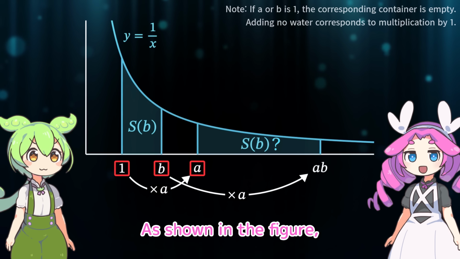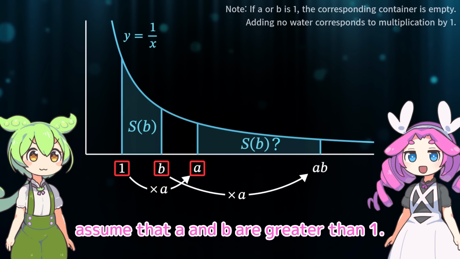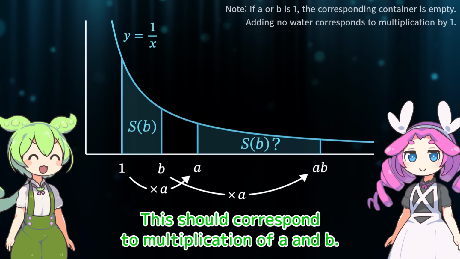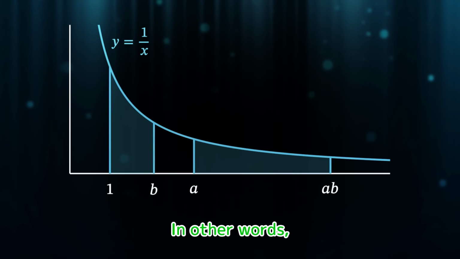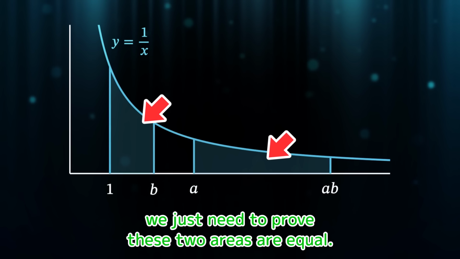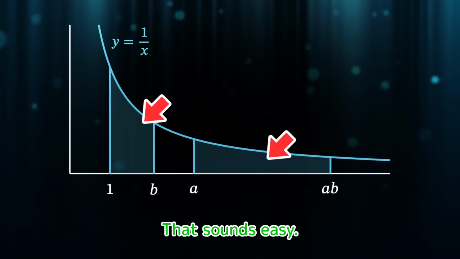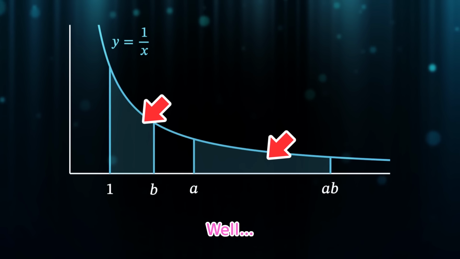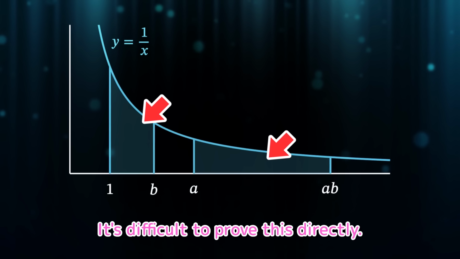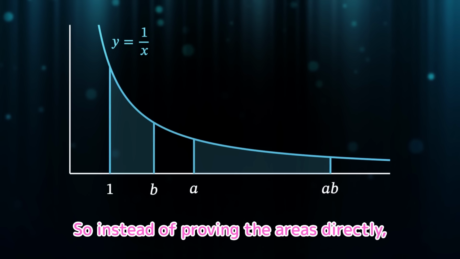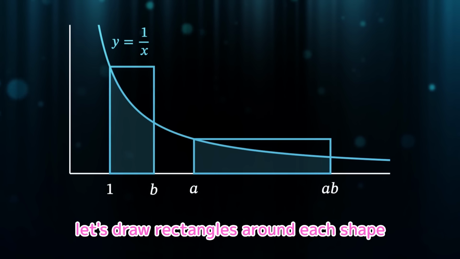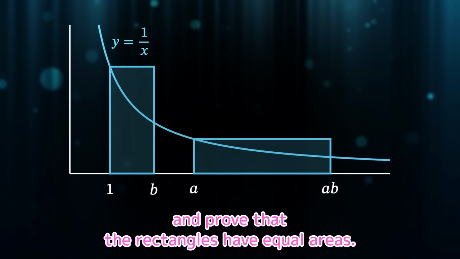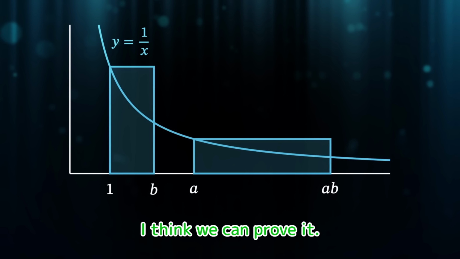As shown in the figure, assume that a and b are greater than 1. This should correspond to multiplication of a and b. In other words, we just need to prove these two areas are equal. That sounds easy. So, how do we prove it? Well, it's difficult to prove this directly. So instead of proving the areas directly, let's draw rectangles around each shape and prove that the rectangles have equal areas. I think we can prove it.